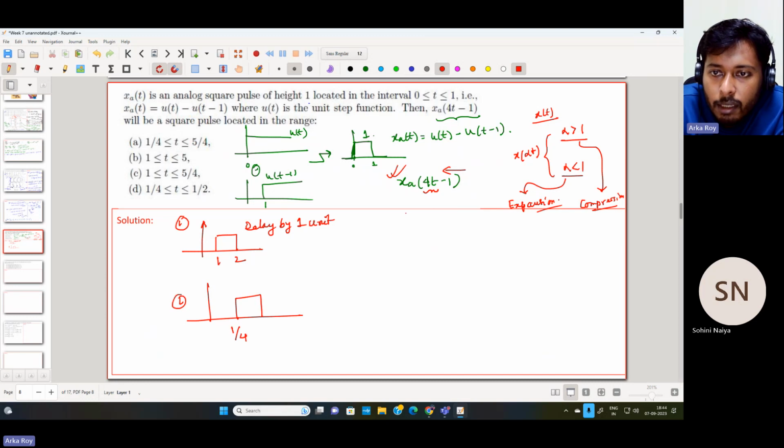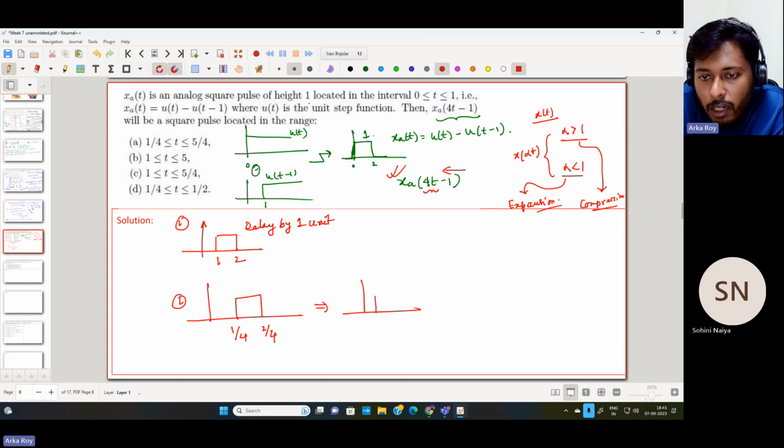I will be dividing with the same factor alpha. Each and every point I'll be dividing with the same factor. So this part will be 2 by 4. Therefore my signal will now have a range of 1 by 4 to half.